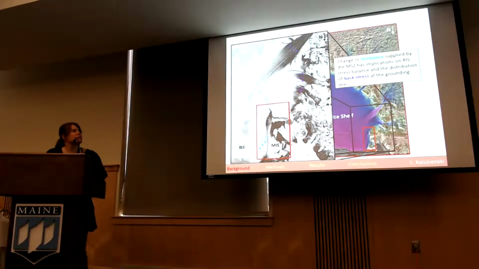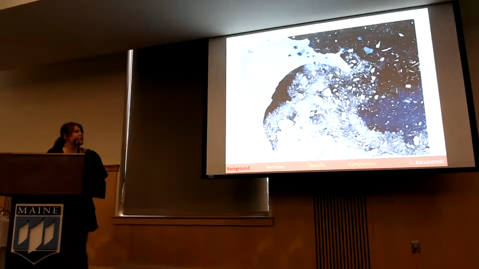And in particular, it'll have drastic effects on the distribution of backstress at the grounding line, or the point where glaciers feed into this ice shelf and become ungrounded. One way to visualize ice shelves and understand them is they're kind of like a cork in a bottle. So if you remove that cork, the glaciers behind them are able to flow freely without any resistance.